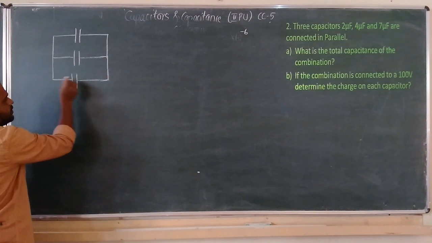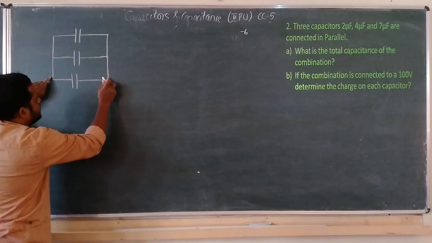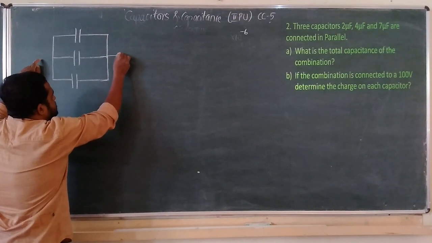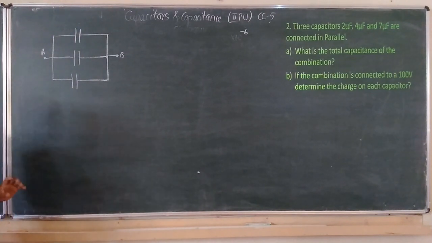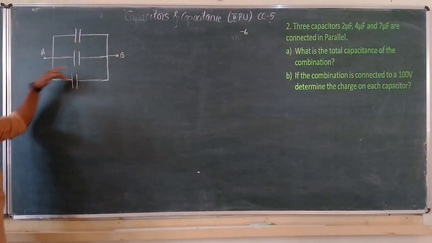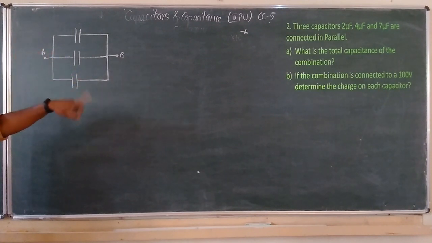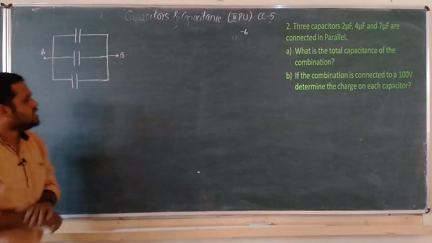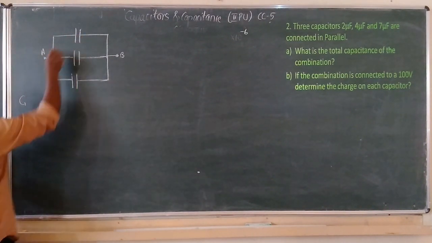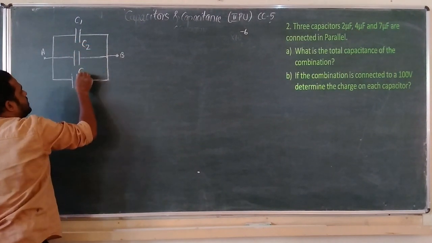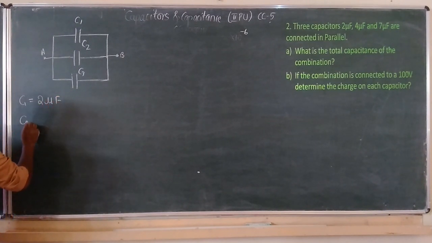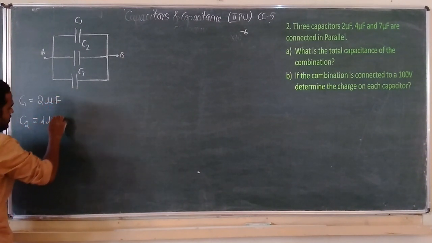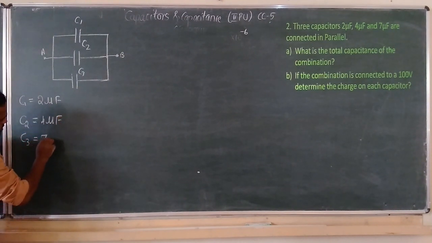But if you consider the potential difference, each capacitor is connected between the same two points. If I consider this as point B and this as point A, each capacitor is connected between the same points. Therefore, the potential difference across each capacitor is the same. In series, the amount of charge is the same. In parallel combination, the potential difference across each capacitor is the same. Now, let the capacitances be C1, C2 and C3. C1 is equal to 2 microfarad, C2 is equal to 4 microfarad, and C3 is equal to 7 microfarad.